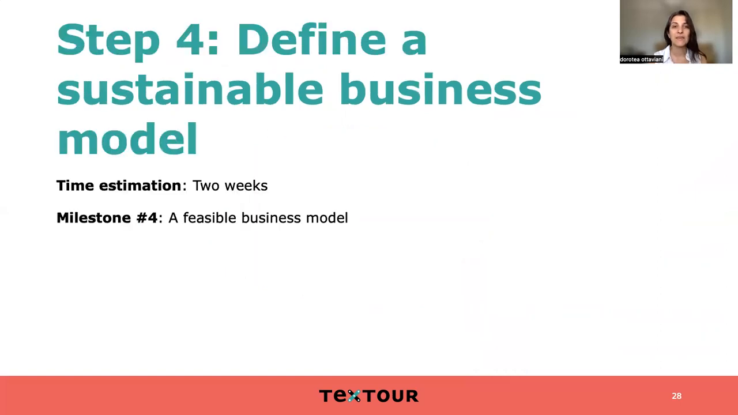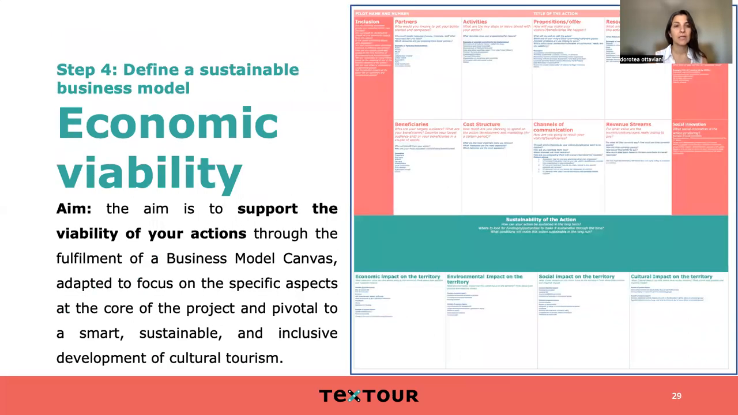The first step is to define a sustainable business model. This again can last around 2 weeks, and it will help achieve the first milestone, a feasibility business model plan. So the aim is to support the viability of your action through the fulfillment of a business model canvas, which has been adapted to focus on the specific aspects at the core of the project, TExTOUR, and pivotal to a smart, sustainable, and inclusive development of cultural tourism.